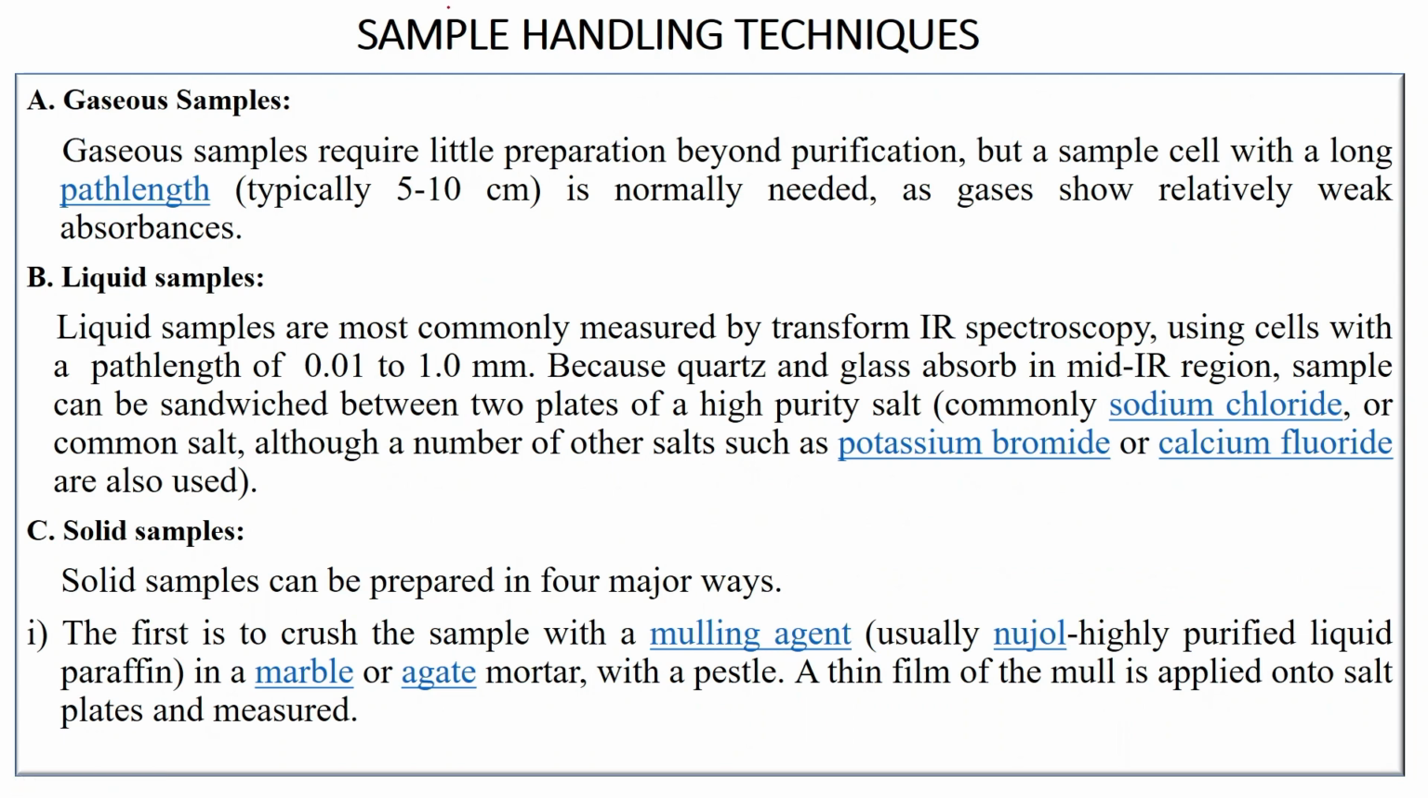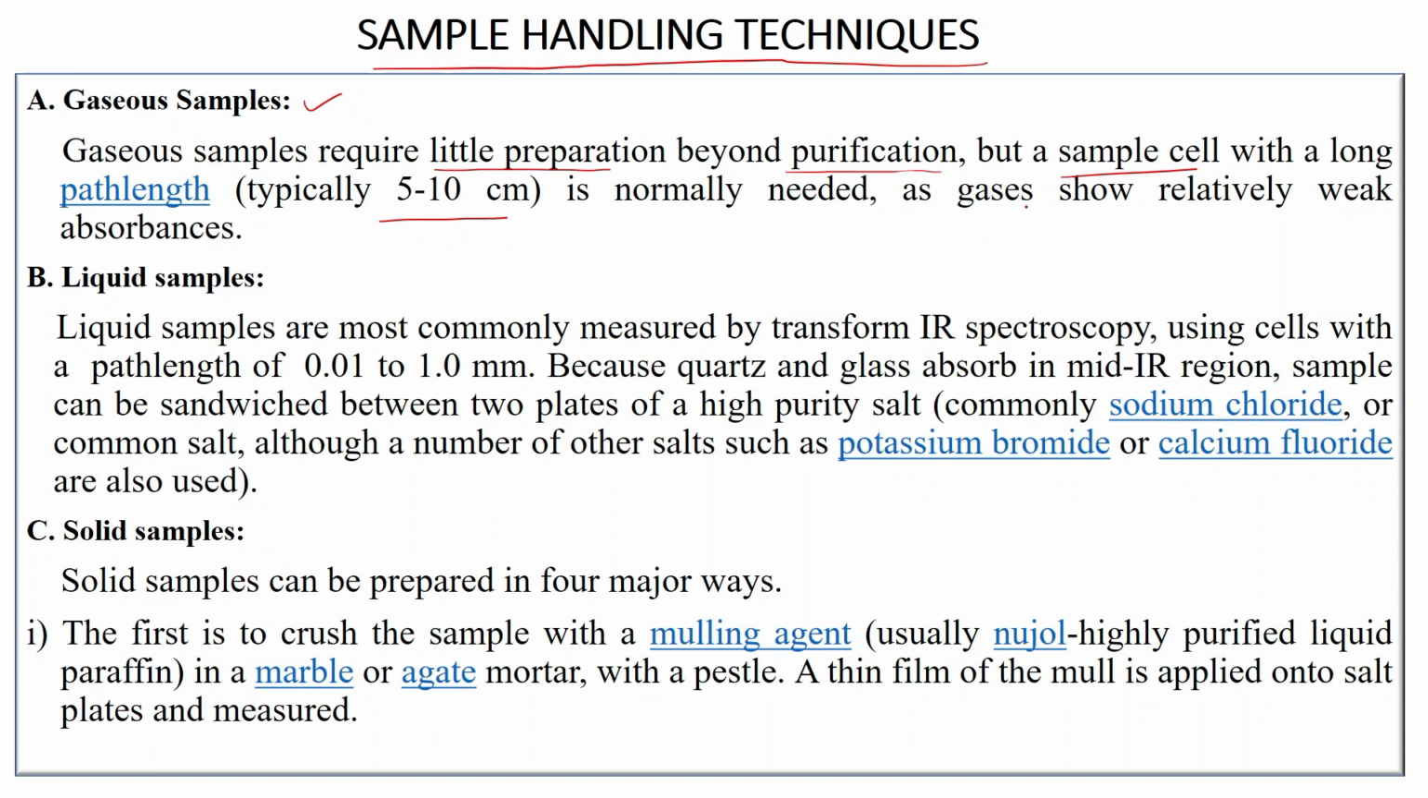Okay, now let us see how samples are handled, or prepared, for analysis in FTIR spectroscopy. These are the sample handling techniques. As already informed, all types of sample, whether gaseous, liquid or solid, can be analyzed using IR spectroscopy. Gaseous samples require little preparation beyond purification, if purification is required. Simply a sample cell with a long path length, 5 to 10 centimeter, is required.